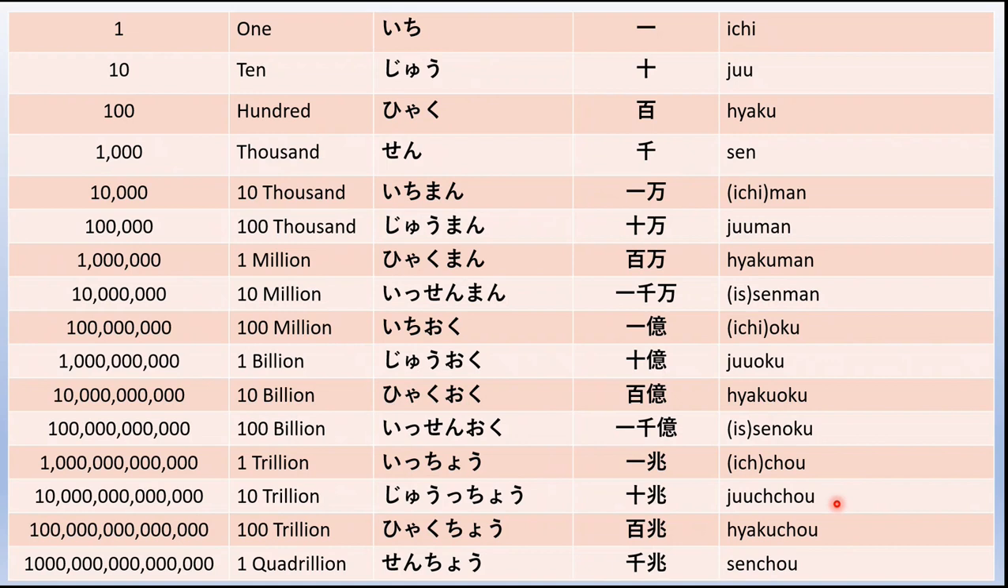Those we shall be discussing later in the course, because this 1 quadrillion is itself a very, very big number. As you can see here, there are 15 zeros after 1. So 10 raised to the power 15 is 1 quadrillion, which in Japanese is sencho. And this is more than sufficient for the day-to-day purpose in Japanese transactions.